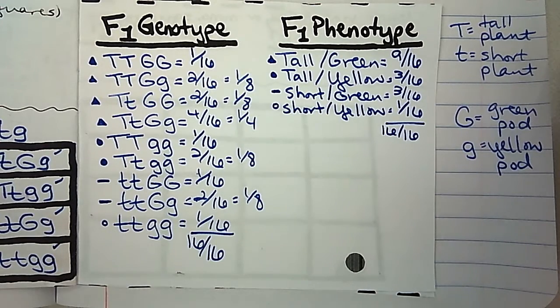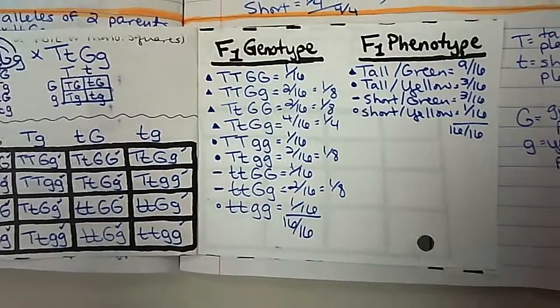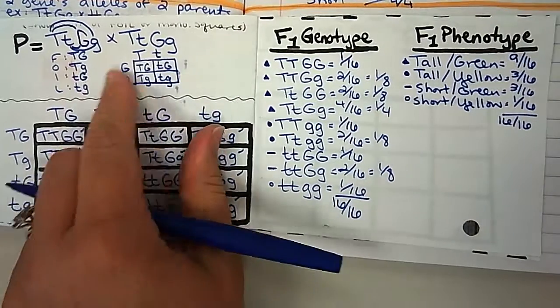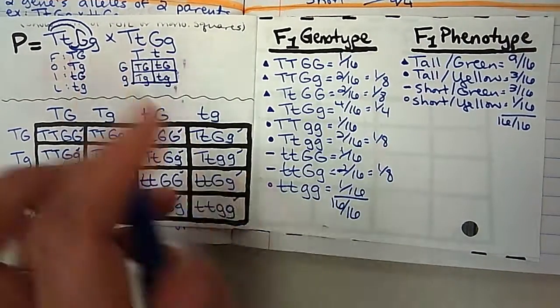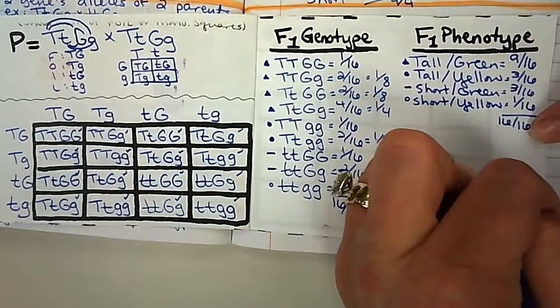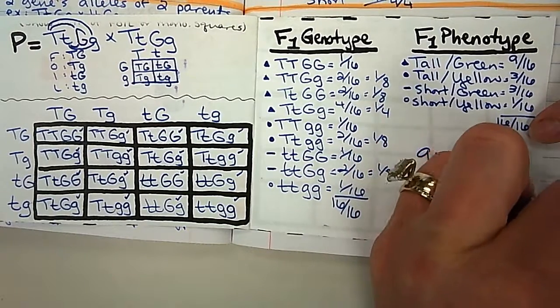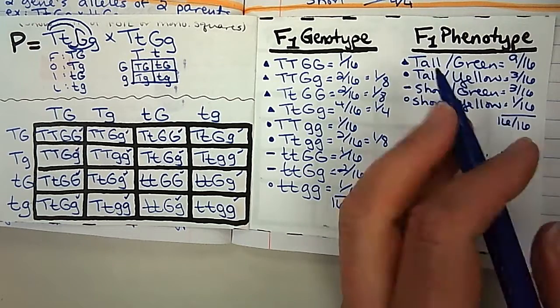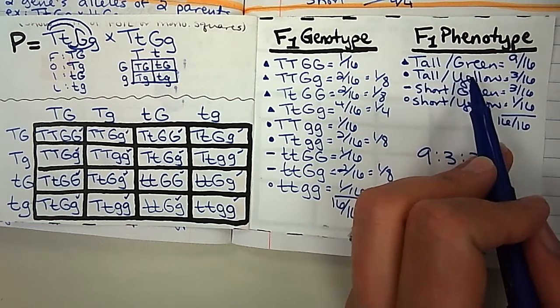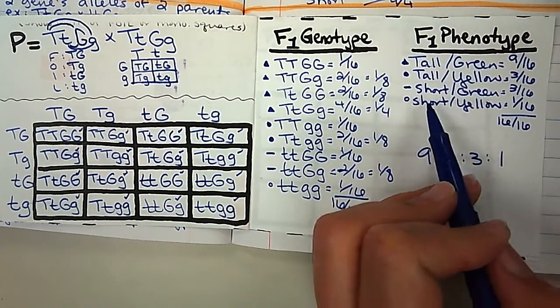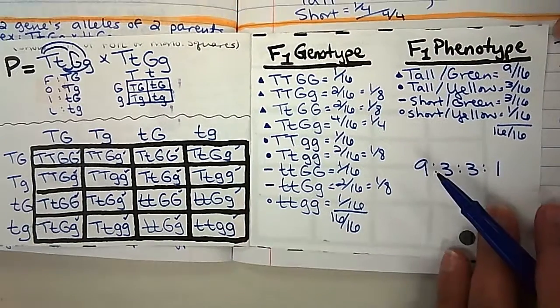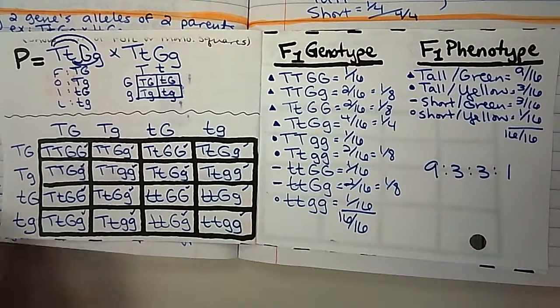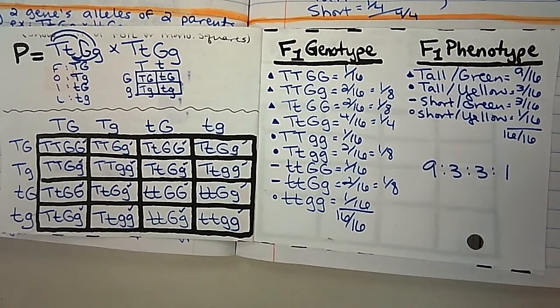Now, I'll give you a hint. If you ever have two parents who are both heterozygous for both traits, you will always get a 9 to 3 to 3 to 1 ratio. You will always be 9 to 3 to 3 to 1 of dominant dominant, dominant recessive, recessive dominant, recessive recessive. You don't have to remember that, but that's just a way to see that you did it correctly.